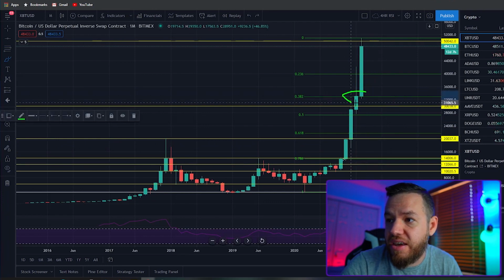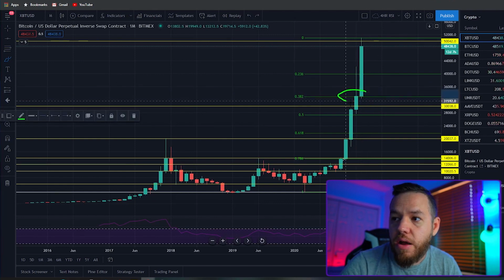So you can see here at this exact spot, there was a close of the candle and an open of the candle. So there was a lot of volume, a lot of things going on in that area.